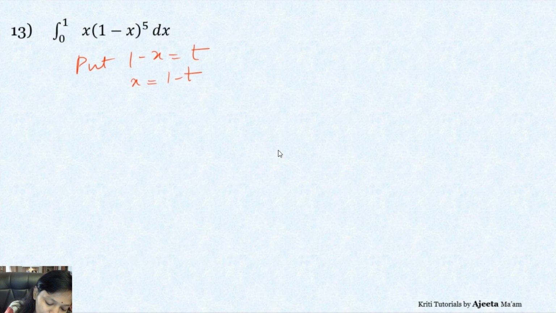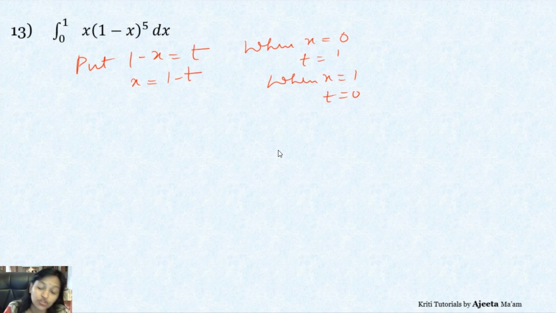X will be 1 minus t. Correct? Now when x is 0, what will be t? So t will be 1. When x is 1, t will be 0. Now this is the question where the upper limit is going to be less than the lower limit.